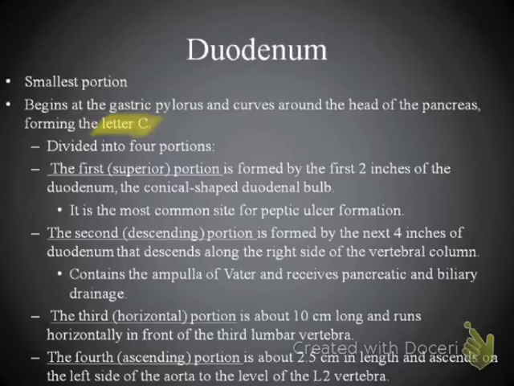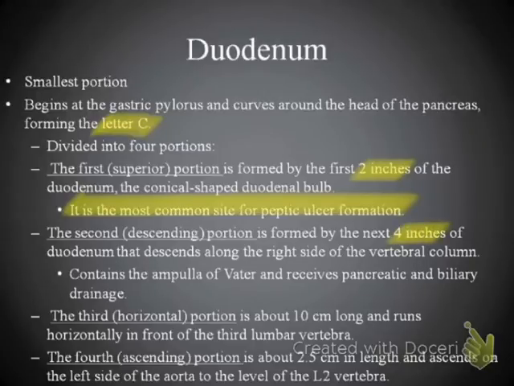We have the first, or the most superior portion. It's formed by the first 2 inches of the duodenum, the conical-shaped duodenal bulb. So the duodenal bulb is around 2 inches in length, and that's the first portion of the duodenum. Also, we want to keep in mind that the duodenal bulb is the most common site for peptic ulcer formation. The second, or descending portion of the duodenum, is formed by the next 4 inches. So keep that in mind.